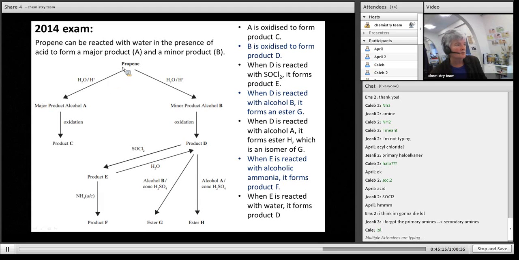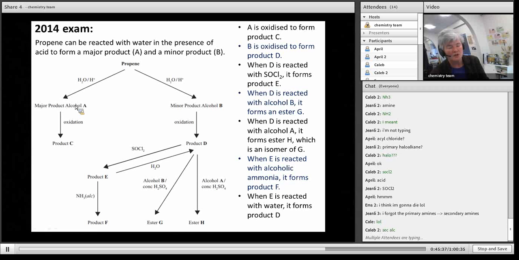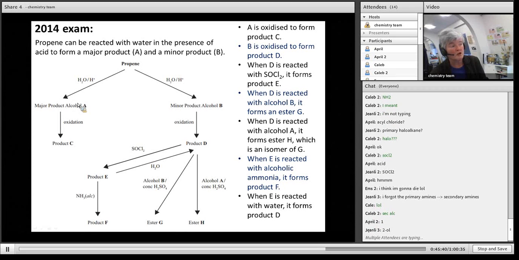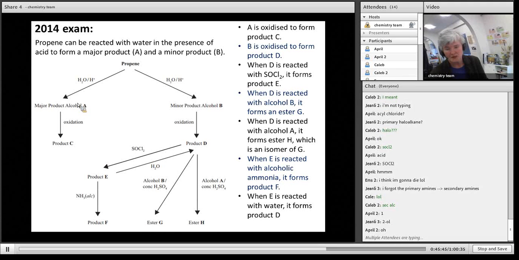So let's go through. We've got propene, and we're forming a major product or a minor product. So if it's a major product, the hydrogen adds to the end carbon, okay, and what are we going to form over here? So in other words, are we going to form propan-1-ol or propan-2-ol? The secondary alcohol. Okay, yep, so the 2-ol, because it's the major product. So the hydrogen is going to attack, you know, the rich gets richer.